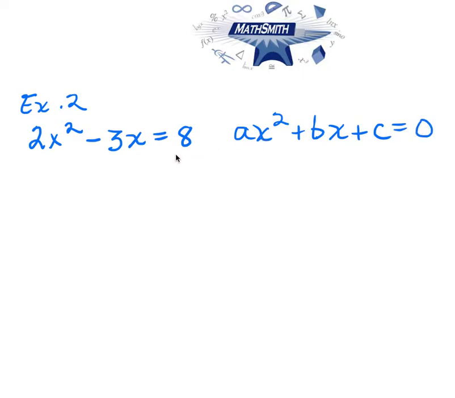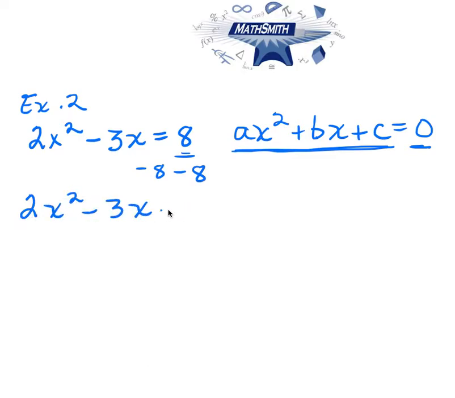So the answer is no, this isn't in standard form because my constant is over here on the other side of the equation. And in order to solve a quadratic equation using the quadratic formula, I have to have it in standard form, which means the whole quadratic is on one side of the equation and 0 is on the other. So we're going to have to subtract 8 from both sides to get this in standard form. Now we have 2x squared minus 3x minus 8 equals 0.